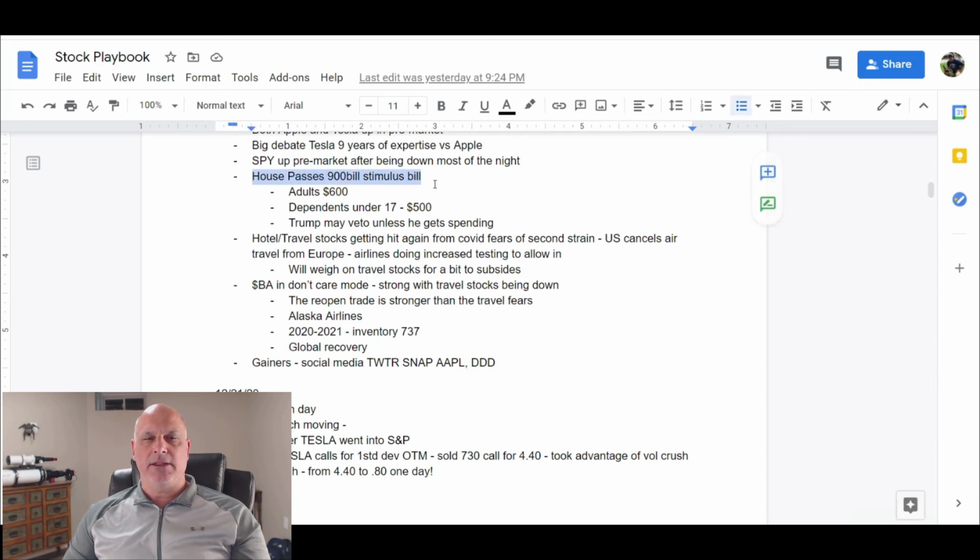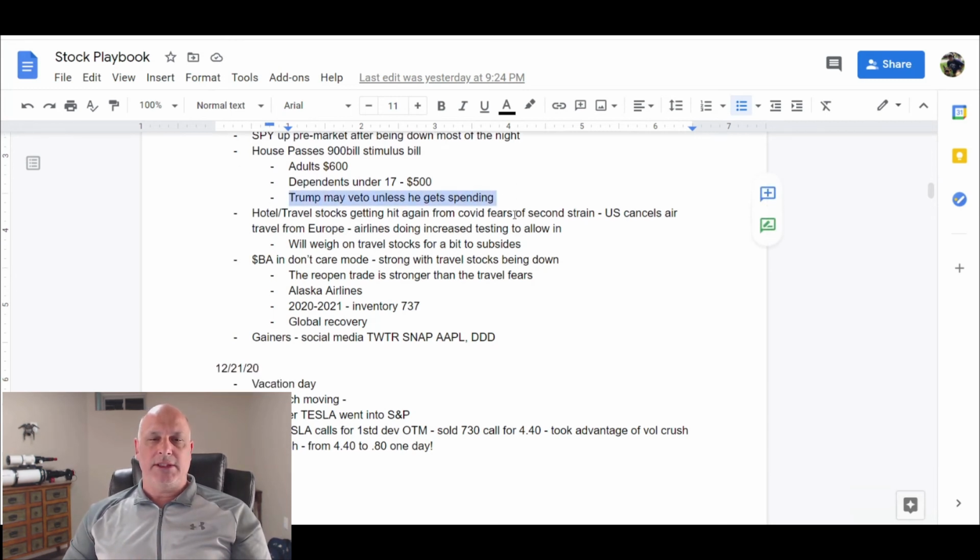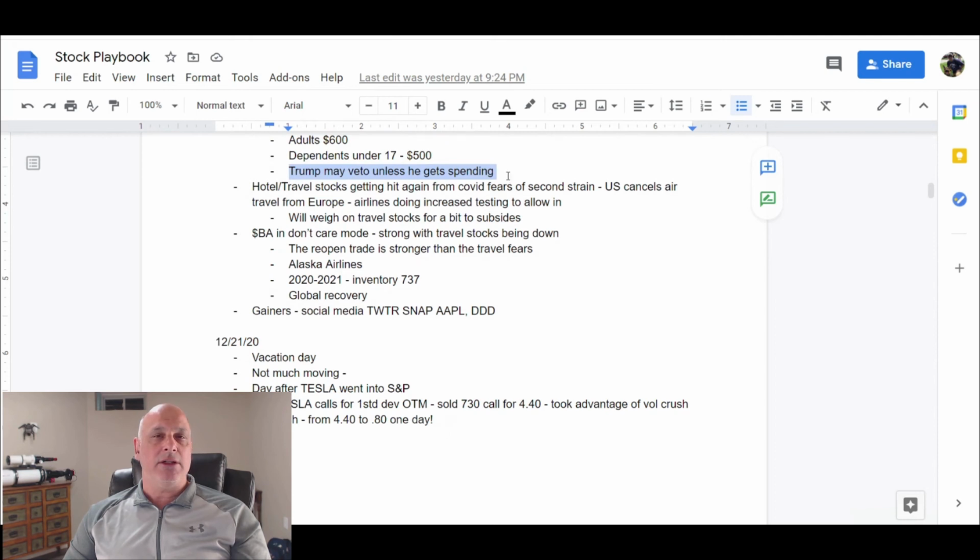House passed the $900 billion stimulus bill. Adults got $600. Dependents under 17 get $500. But Trump is saying he wants to veto it unless he gets his spending package. So we'll see. That could actually cause some volatility tomorrow morning.